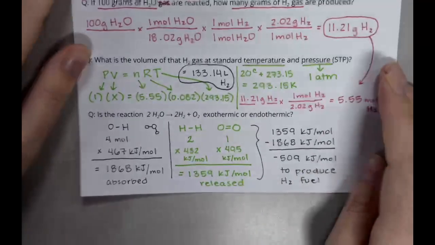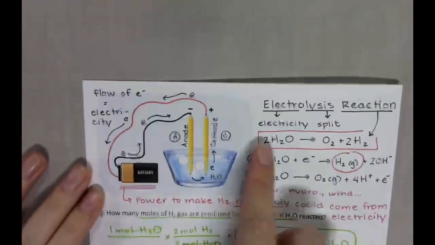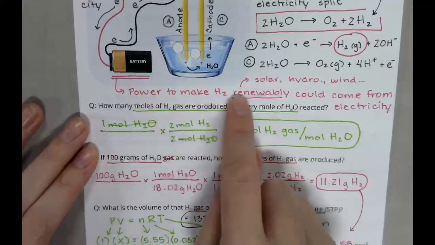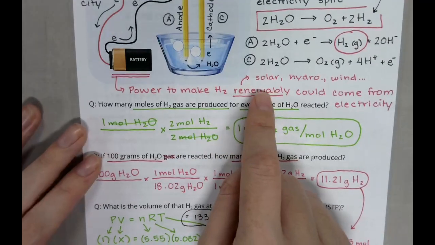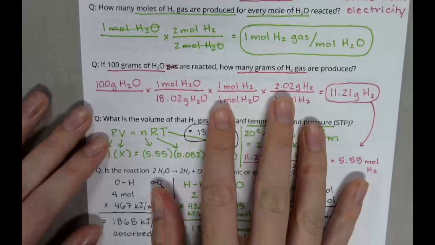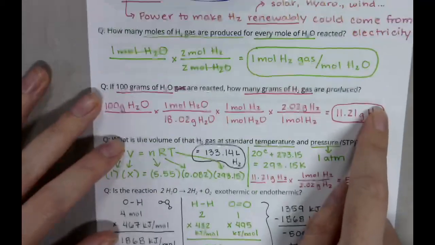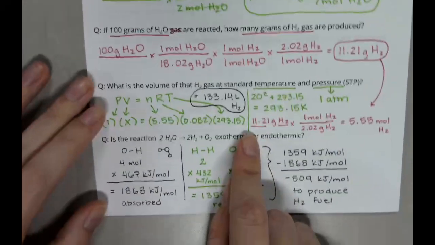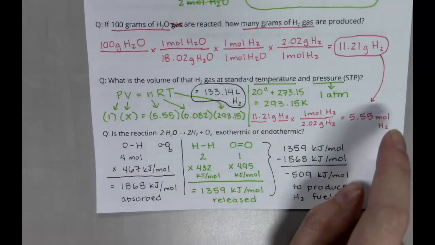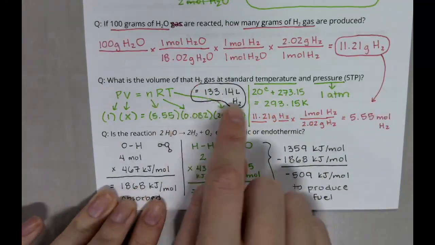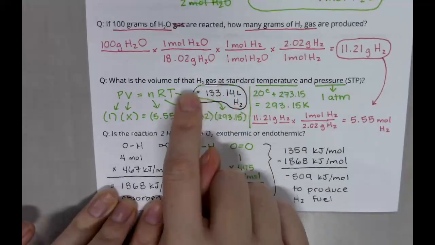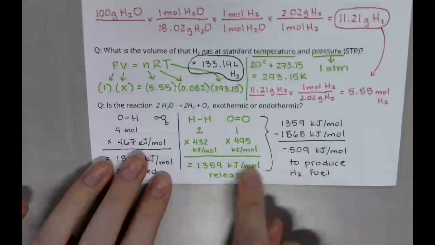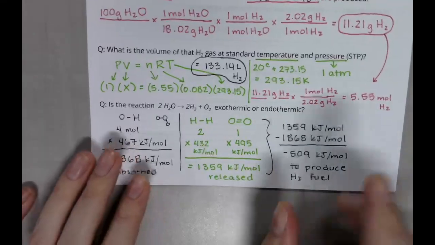But there we go. Here's what we've learned. We can produce hydrogen fuel through electrolysis. And if the electricity we use to do that is renewable, then this could be a renewable source of energy for vehicles. We know that it's going to produce pretty efficiently 1 mole of H2 gas to 1 mole of H2O. We know that, unfortunately, the gas as a volume is going to be huge, so we probably need to either condense it or chill it until it's a liquid. That's going to require some energy. And we also learned that this process also requires some energy.